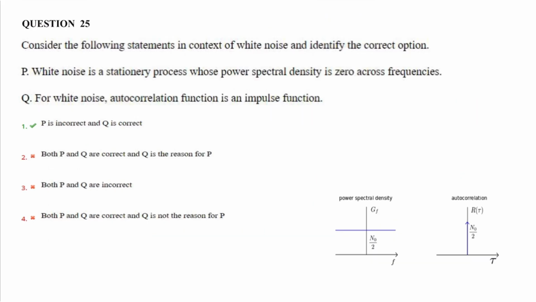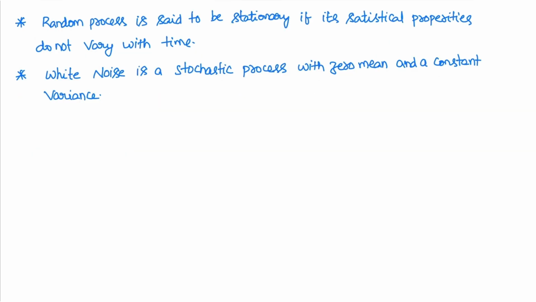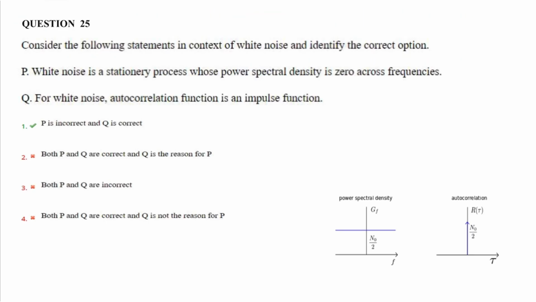Next question. Consider the following statements related to white noise. White noise is a stationary process whose power spectral density is 0 across frequencies. Let us see the definition of a stationary process. A random process is said to be stationary if its statistical properties do not vary with time. White noise is a stochastic process with zero mean and constant variance. Now here, the statement that power spectral density is 0 across all frequencies is wrong. Power spectral density is a constant value across all frequencies. For white noise, the autocorrelation function is an impulse. This statement is correct.